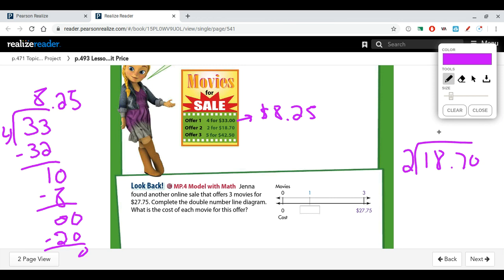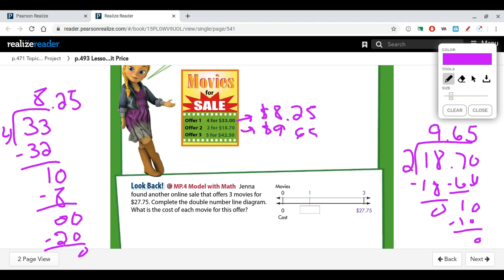Okay, so 2 goes into 18 9 times. That's 18. I'm going to subtract. I have my 0. Make sure that I move my decimal straight up, and then I don't worry about it anymore. 2 goes into 7 3 times. That is going to be 6. Subtract, 1 left over, bring down the 0. 2 goes into 10 5 times. And so this unit rate is going to be $9.35. So for 2 for $18.70, the unit price for each movie is $9.35.